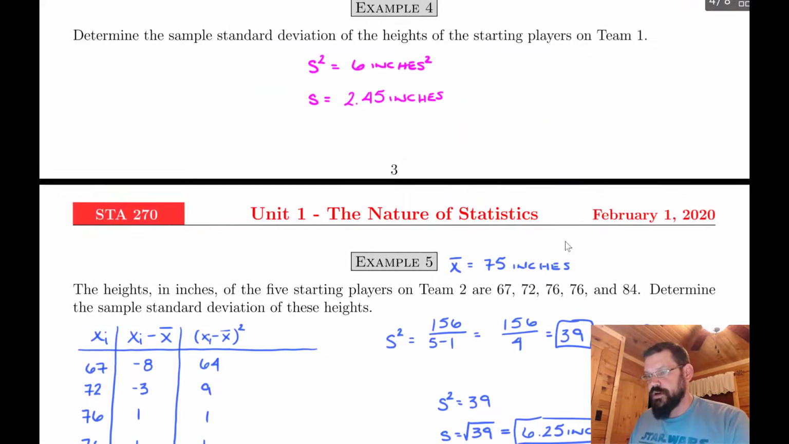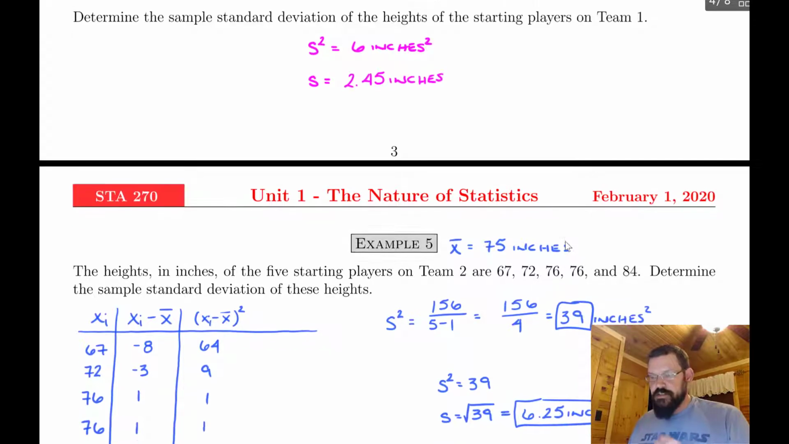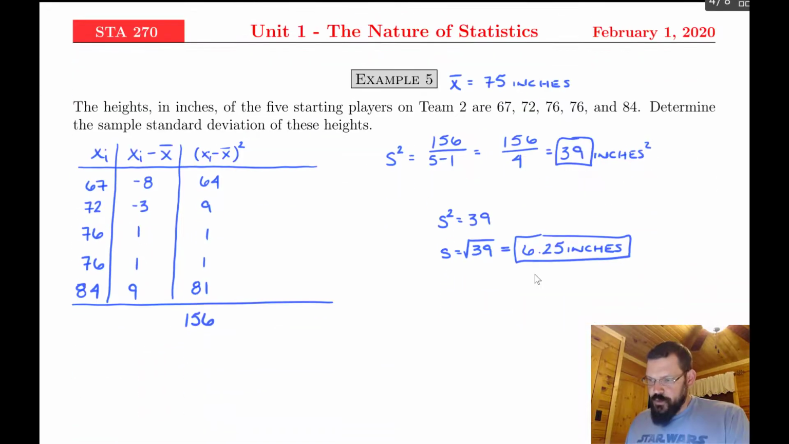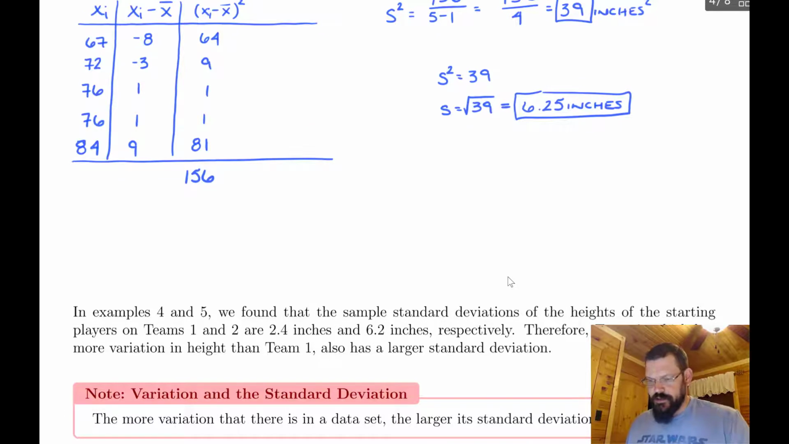Standard deviation for team 1 was 2.45 inches. So there's more variation with team 2 than there is with team 1. We did see that with the range as well. But the closer that standard deviation value is to 0, the less spread out the data is. We're going to look at, here in a little bit, computing standard deviation another way, which sometimes is easier to do by hand than the way that I've just shown you. Just depends on the size of your data set, but both equations will give you the same answer.